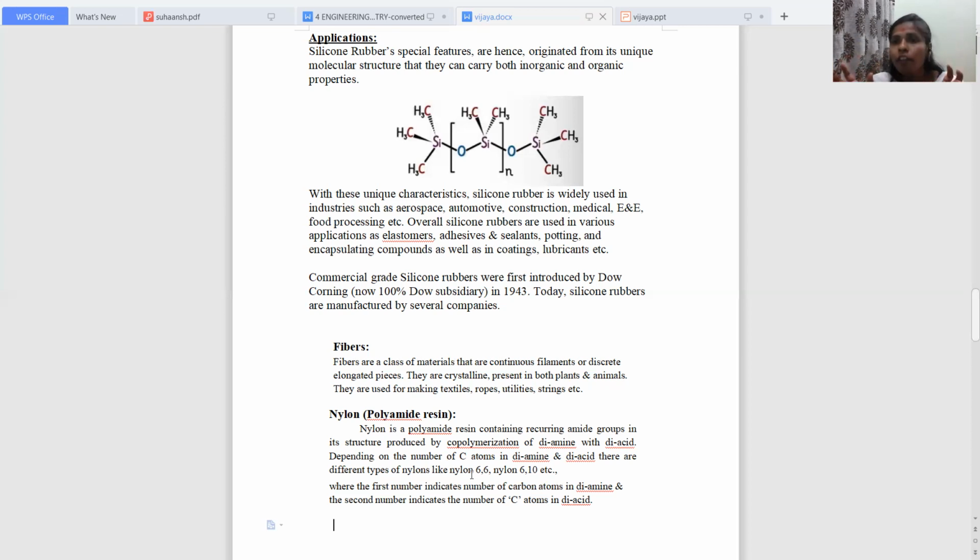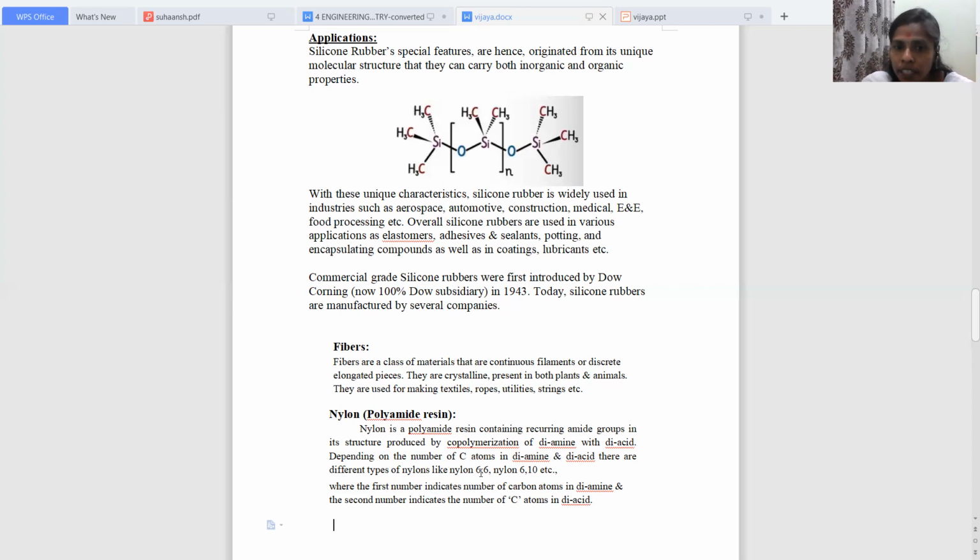Depending upon the number of carbons in each monomer unit, the nomenclature changes: nylon 6,6, 6,8, 6,10, 6,12, 6,16. So we have various kinds of nylons, depending on the number of carbons in the monomer units. The first number indicates the number of carbon atoms in the diamine and the second number indicates the number of carbon atoms in the diacid. Diamine is one monomer and diacid is the other monomer unit.